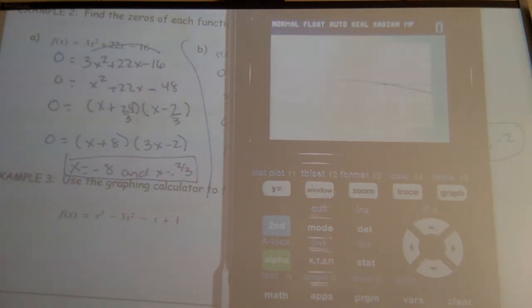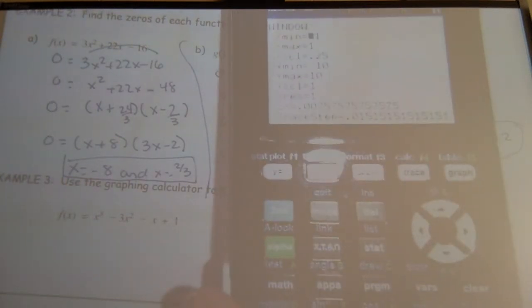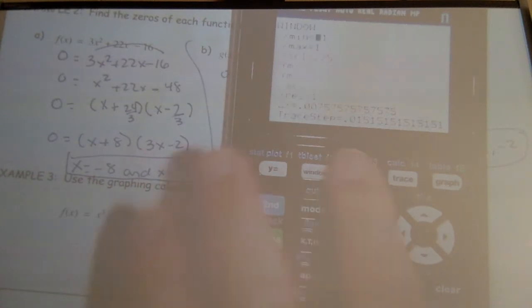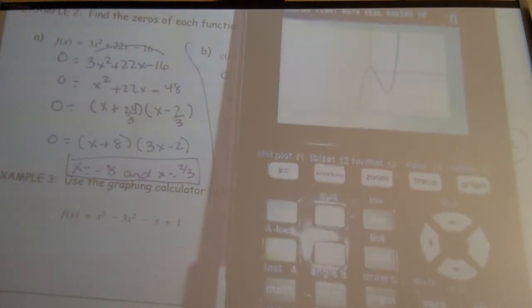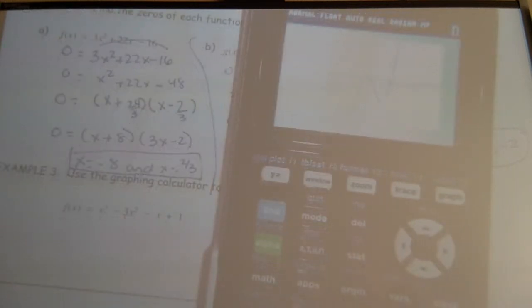Alright. So yours looks different than mine. I put my window, and if you hit window, you can see my window says I'm only graphing between -1 and 1. So I'm going to hit zoom 6. That takes me to the standard graph. Everybody hit zoom 6. Zoom is right here, then hit the number 6. And then all of our graphs will look exactly alike.